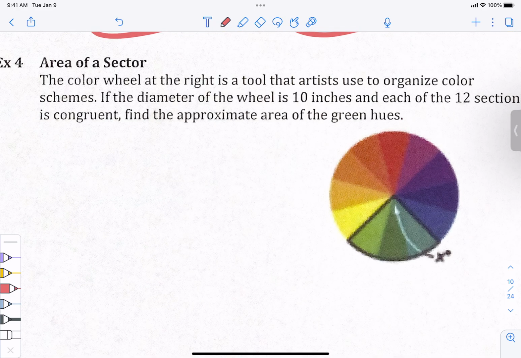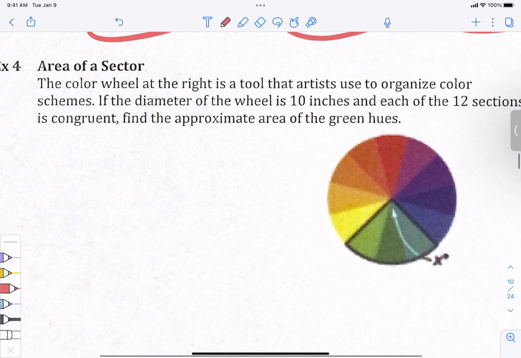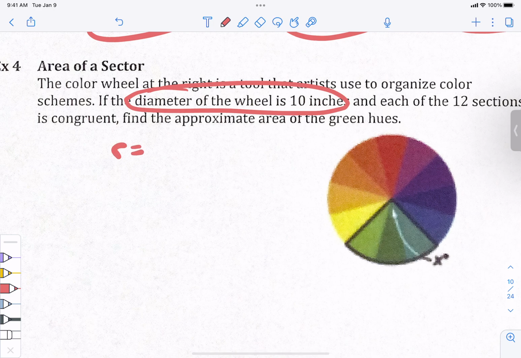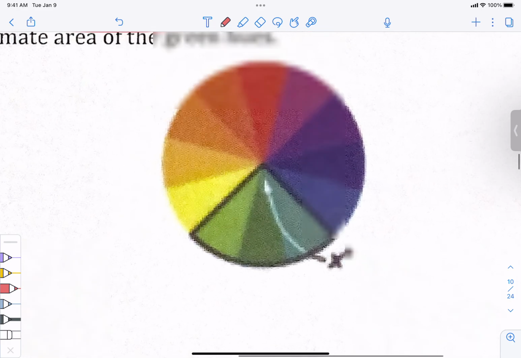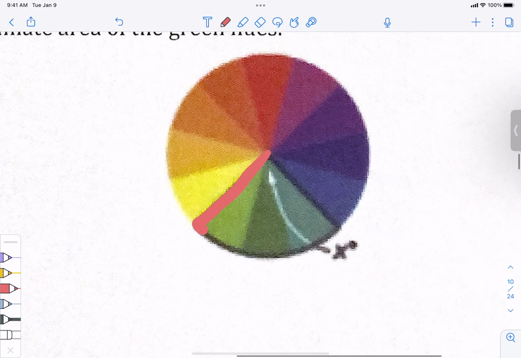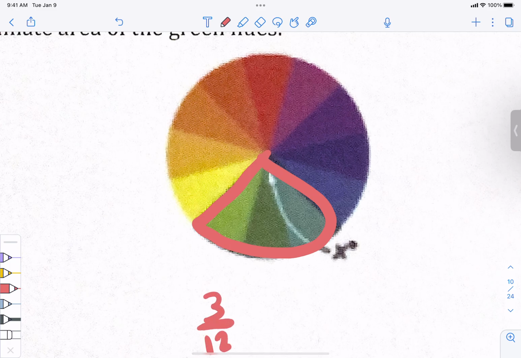The color wheel. You guys can't see this in color because you're in black and white. I'm sorry. The color wheel at the right is a tool that artists use to organize color schemes. If the diameter of the wheel is 10 inches, I don't like diameter. I want radius. Radius is 5. And each of the 12 sections is congruent. Find the approximate area of the green hues. How many of the sections are green? 3 out of 12, or a fourth of the whole circle is green, yeah?